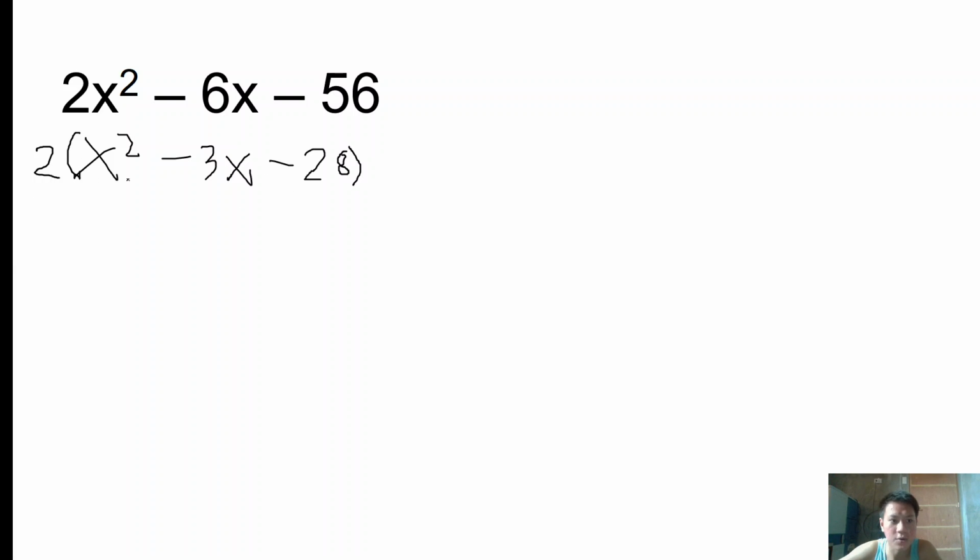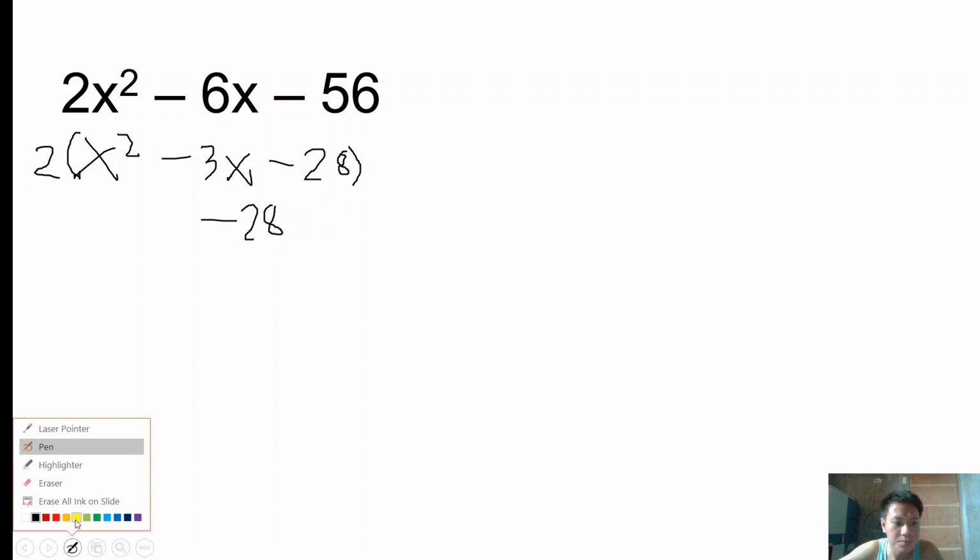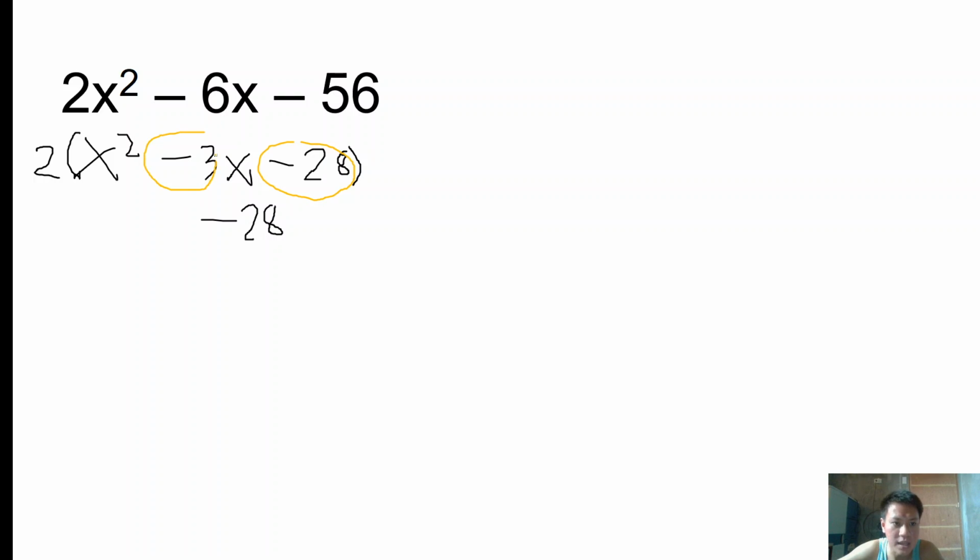minus 28. Okay, kung napansin nyo, 1 na lang din yung leading coefficient ng x squared minus 3x minus 28. So, kukunin lang ulit natin si negative 28. Iisip tayo ng number na kapag pinag-multiply natin, ang sagot ay negative 28. Kapag pinag-add natin, ang sagot ay negative 3. Okay, so that's simply 7 and 4.